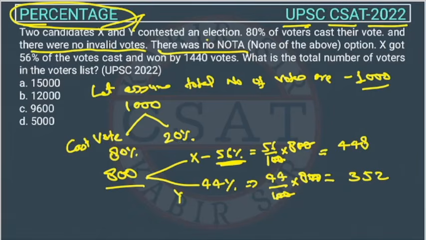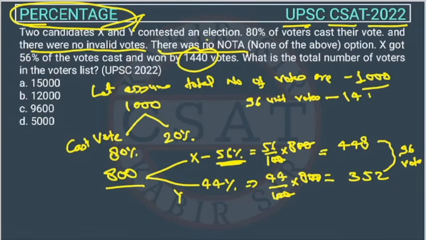Now what is the difference here? The difference here is 96 votes, right? But in the question it is given that he is winning by 1440 votes, right? So the 96 units of votes are equal to how much? 1440. So 1 unit of vote will be equal to, this is the unitary method I am using, 1440 upon 96, right? So this will come out to 15 votes, right?